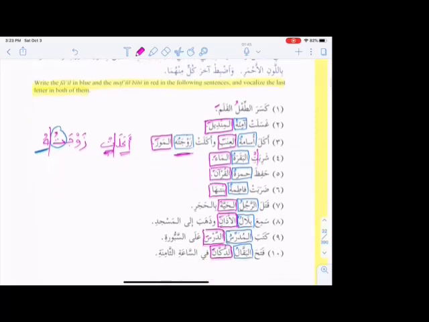And then what was it? Hafiza hamzatul Quran. And then here is darabat Fatimatu bintaha.